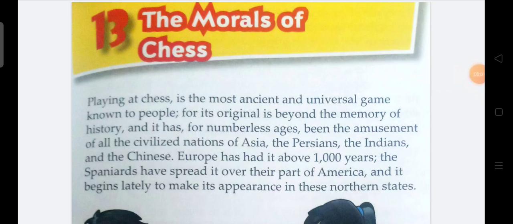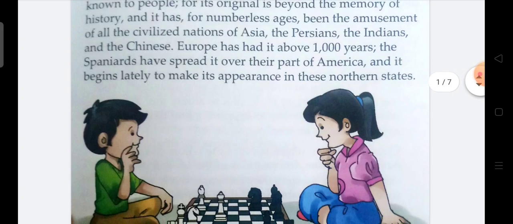Good morning, children. Today in ELR, we are going to start the chapter The Morals of Chess, written by Benjamin Franklin. Now, here is a total chapter for you.